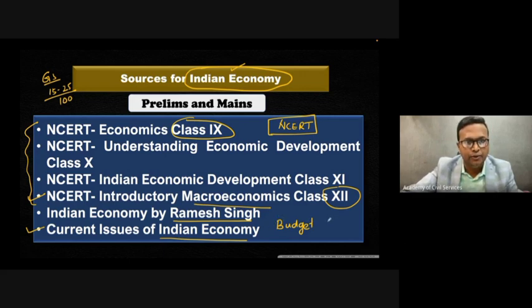If you are appearing in the 2023 UPSC Civil Services Prelims examination, you should study the important points of the budget 2022-23 or budget 2023-24, because the 2023-24 budget will be presented in the month of February. Our exam is on May 28.